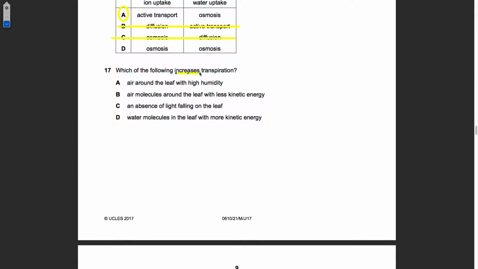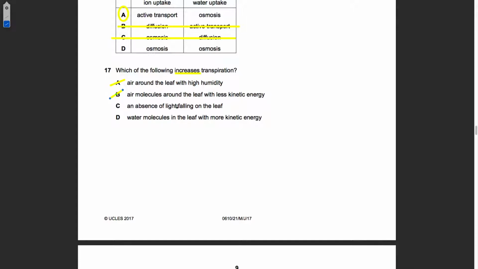Now, that's actually going to decrease transpiration because if it's quite humid around the leaf, there's not going to be much of a gradient, a difference between the inside and the outside. They're going to be fairly similar. So that's going to decrease transpiration, so that's a no-no. The molecules around the leaf have less kinetic energy. That's a very posh scientific way of saying it's not very windy. Now, actually, wind or air movement increases transpiration. So if the air isn't moving around much, it's still, it'll actually decrease transpiration.